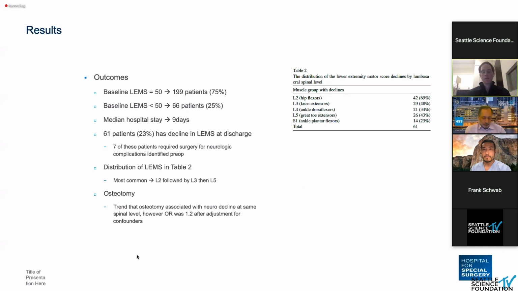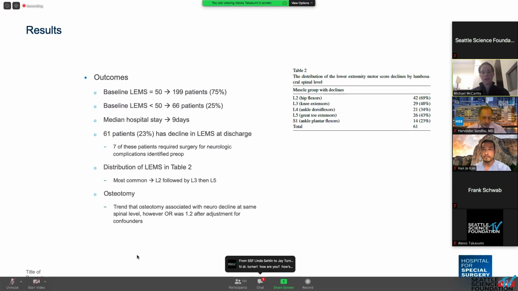For baseline scores, about 75% had normal scores of 50. About 25% of the cohort had scores less than 50. And 23% of those patients had a decline in their function at post-op. So 23% had a neurologic decline at discharge. It's important to note that 7 of these patients initially went into the surgery because they had some type of neurologic complication pre-op. So that 23% number might not be an accurate portrayal.